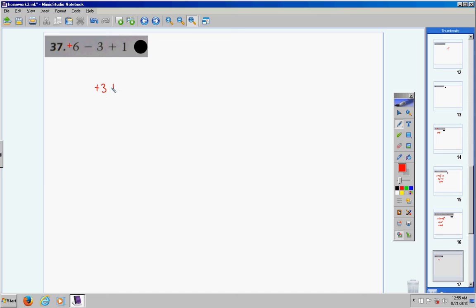Bring down your positive 1. You have $3. You have another $1, so your answer's 4. That's one way to do it. Another way would be to say, okay, I've got $6 and I've got $1. That gives me a positive 7, and then I still owe 3. So I have 6, I have 1, that's 7. Bring down your negative 3. You have $7. You pay off a $3 debt, you're left with $4.